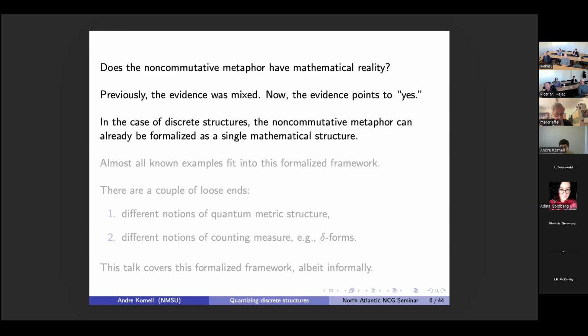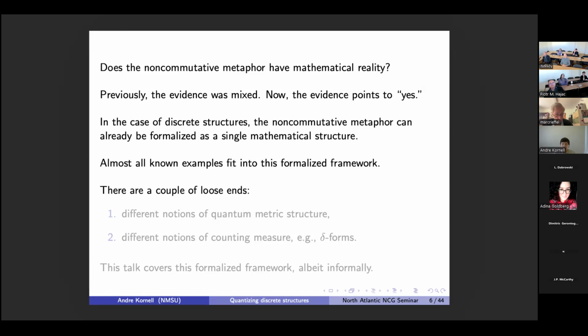The heart of the story here is that in the case of discrete structures, the non-commutative metaphor can already be formalized as a single mathematical structure. So in this particular area, the answer just clearly is yes already. And almost all known examples fit into this formalized framework.